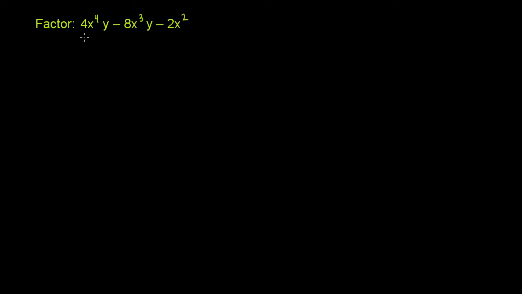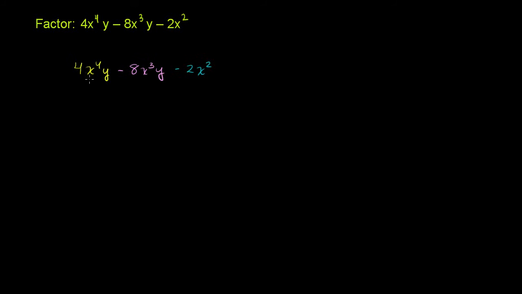We're told to factor 4x to the fourth y minus 8x third y minus 2x squared. So to factor this, we need to figure out what the greatest common factor of each of these terms is. Let me rewrite it. We have 4x to the fourth y, minus 8x to the third y, and then minus 2x squared. In the other videos, we looked at it in terms of breaking it down to its simplest parts. But I think we have enough practice now to be able to do a little bit more of it in our head.